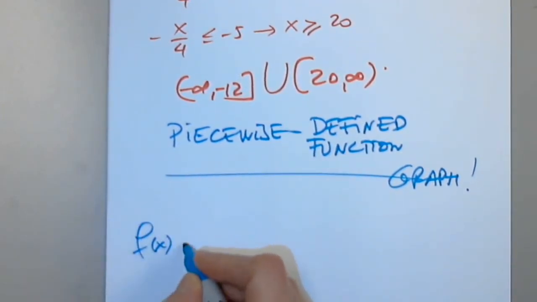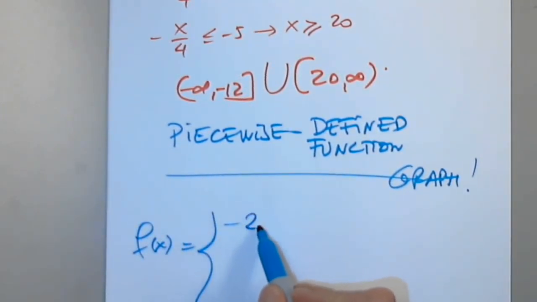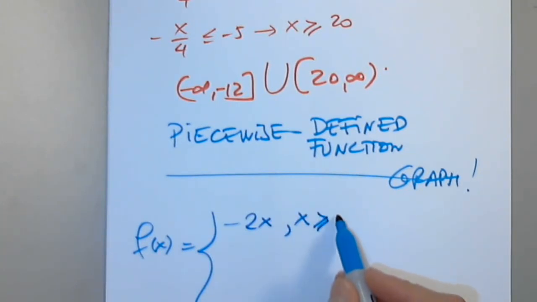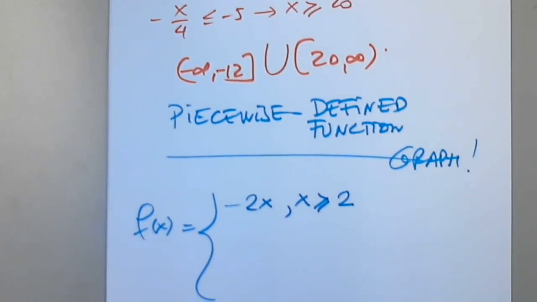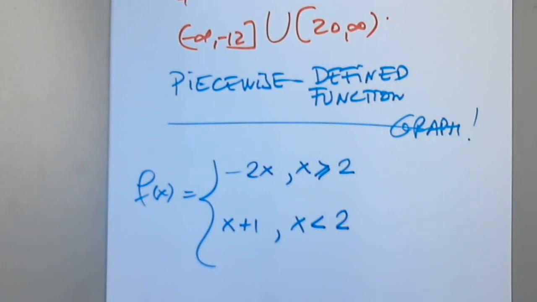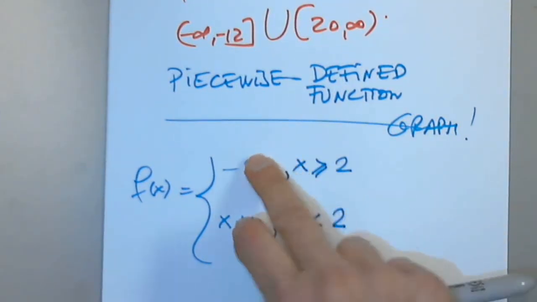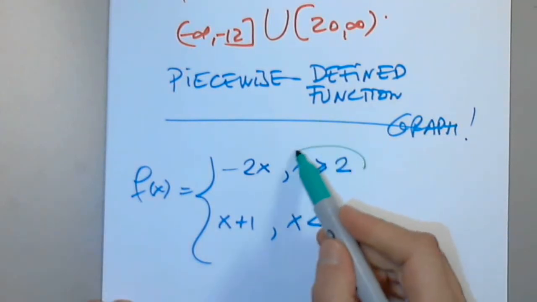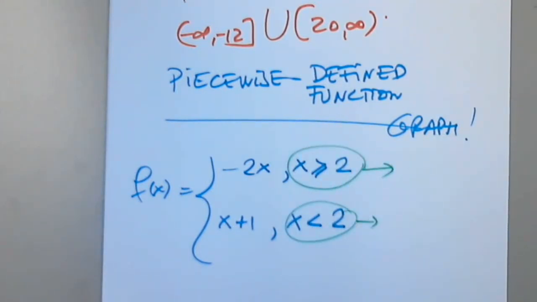I'm going to make one up. Let's say -2x for x greater than or equal to 2. And x plus 1 for x less than 2. How many pieces does this function have? 2. 2 pieces, 2 functions, right? 2 pieces, 2 functions in one. Very good. So can anyone translate this in interval notation and then this in interval notation?